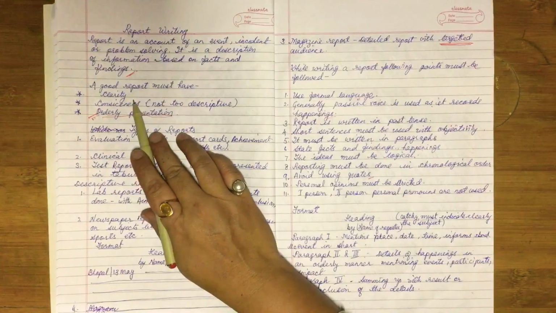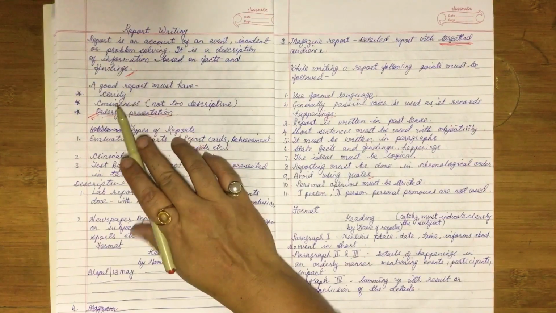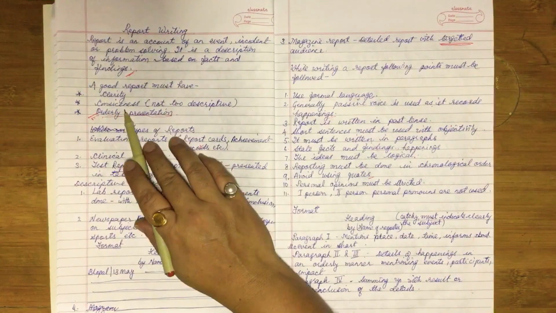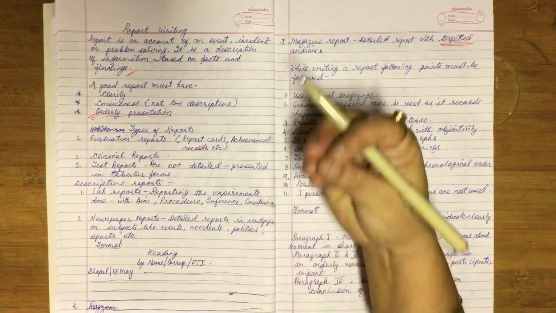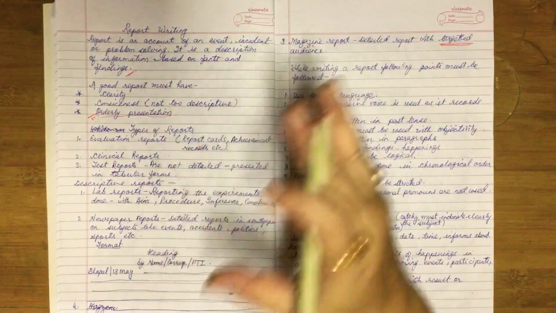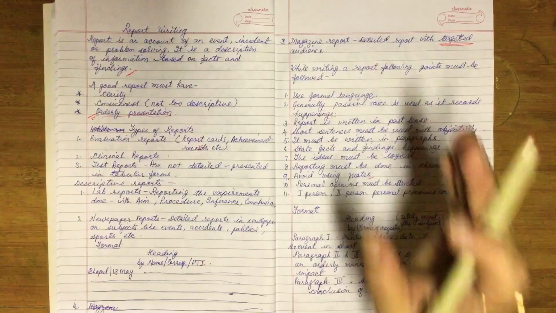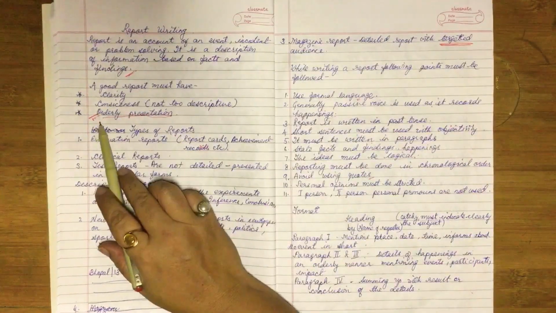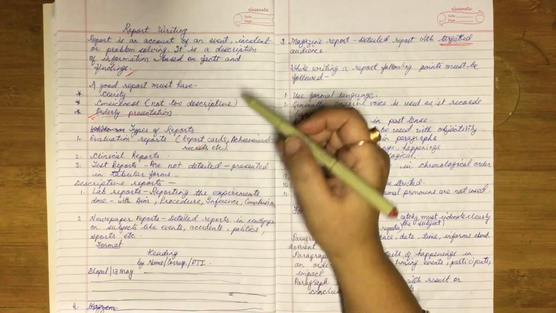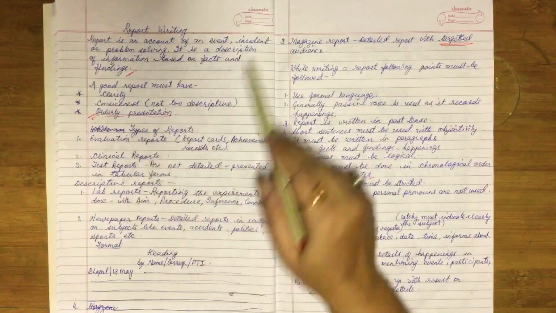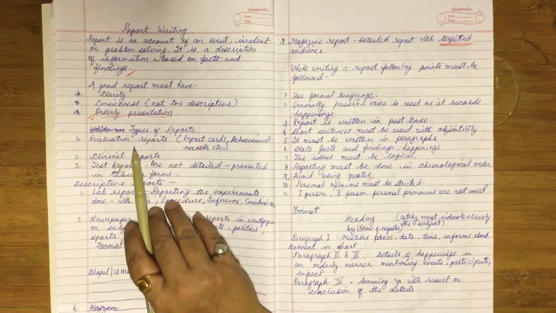Like all other compositions, a good report must be clear, it must have clarity. A good report must have conciseness. That is, it should be concise and complete in itself, not too descriptive. It should be brief, but at the same time must be complete in itself. Next is orderly presentation. In a report, the facts are kept in an order. So it has to be orderly presented.